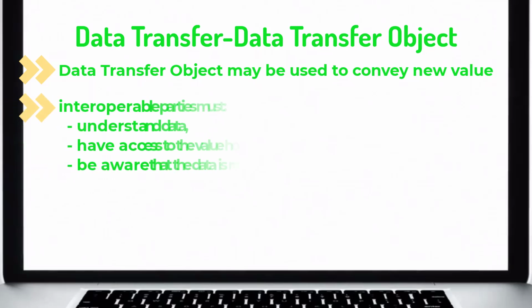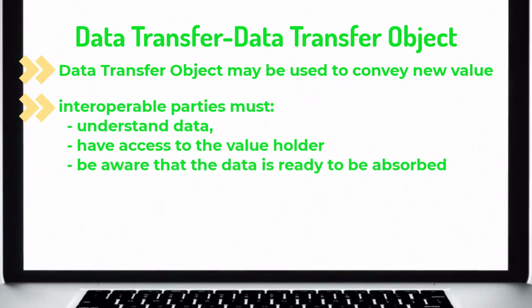To make program parts interoperable, even a brilliant idea is not enough. We need a data transfer activity. To deploy and practice data transfer, interoperable parties must understand it, have access to the value holder, and be aware that the data is ready to be absorbed.